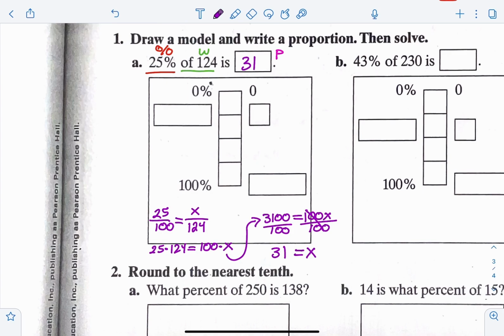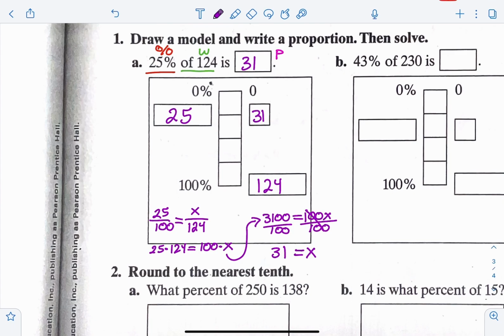Then they want us to fill in this picture. Okay, well, we know that 25%, see how they have percents on this side? So we're going to put 25% over here. And we don't know our part and we know our whole. So our whole is 124. Well, we do know our part now, because we solved it. It's 31. So they want us to fill in the coloring.